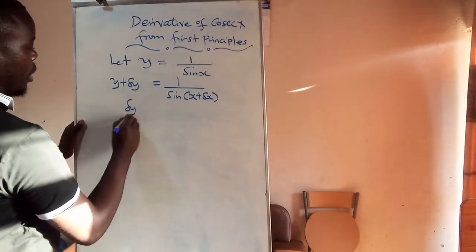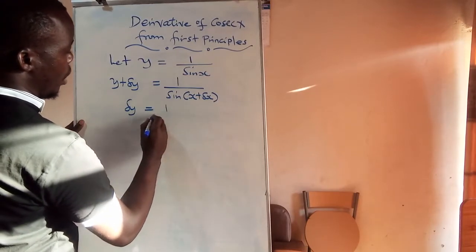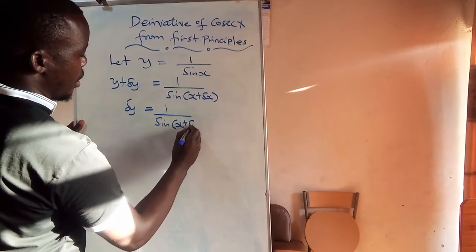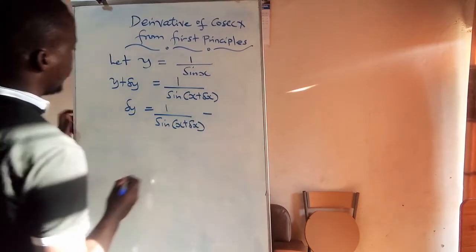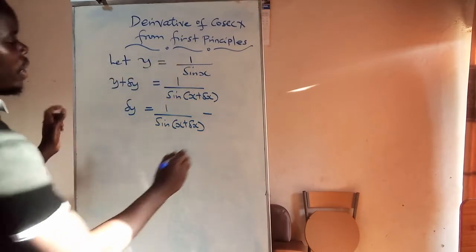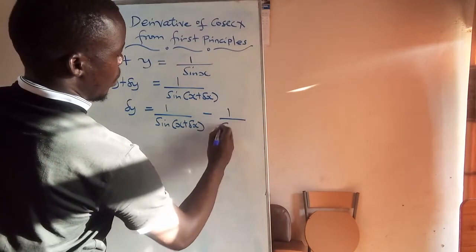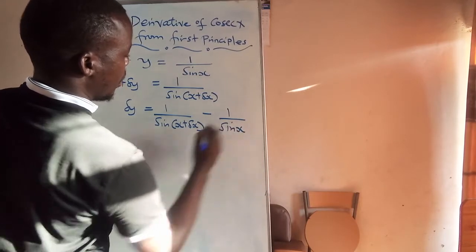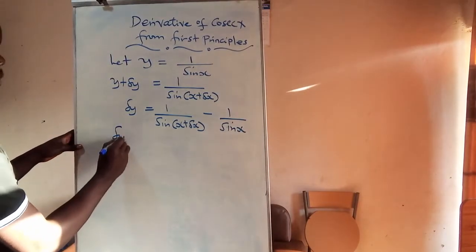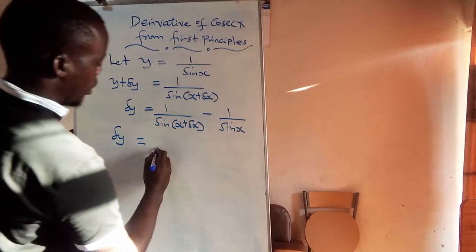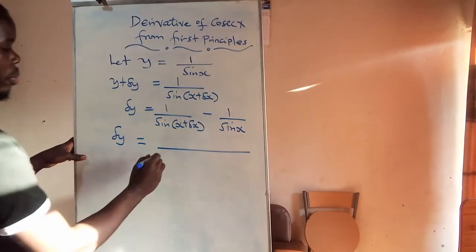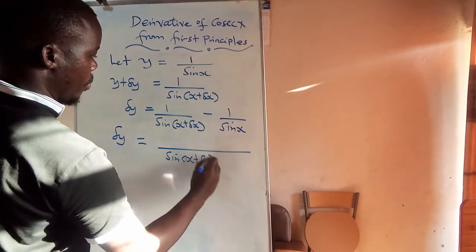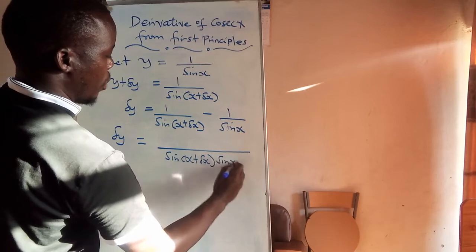And so it means delta y will be 1 over sine of x plus delta x. But remember, we have to subtract y, which is 1 over sine x. So I'll have 1 over sine x. Good. The next step is going to be the LCM as we did in the previous video. So I will have the product of sine of x plus delta x and sine x as my LCM.